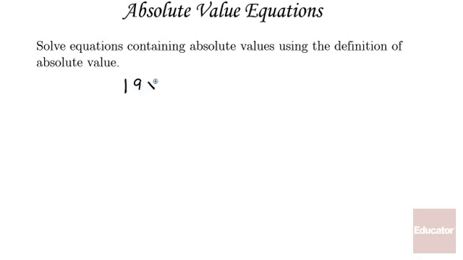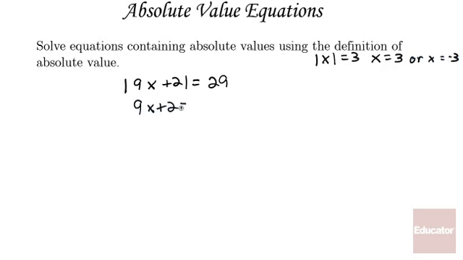For example, the absolute value of 9x plus 2 equals 29. Well, I already said that if the absolute value of x is 3, that means x equals 3 or x equals negative 3. So you can apply that same concept right here. 9x plus 2 equals 29 or 9x plus 2 equals negative 29. You remove the absolute value bars by turning it into two related equations, one where it equals the positive value and one where it equals the negative value. Once you've done that, all you need to do is solve each equation.